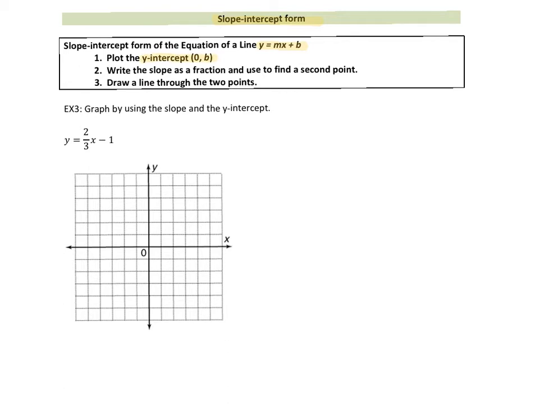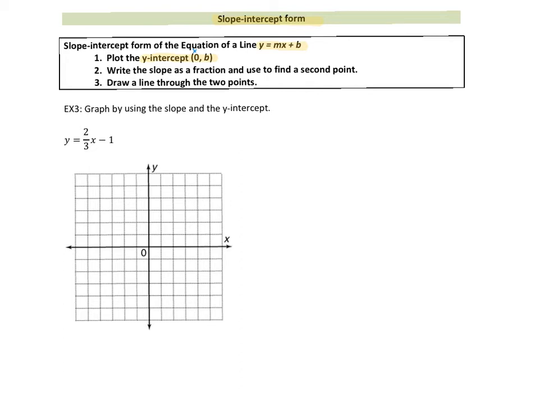And remember, to find the y-intercept, you're putting in 0 for your x value, which is why the y-intercept will always be 0, comma, and then the b value is the y value. So if we were to graph using the slope-intercept form, what we would do is we'd start out with our y-intercept because it's there in the equation. And then we would take our slope and we'd count to find another point, and we'd draw the line through the 2 points.